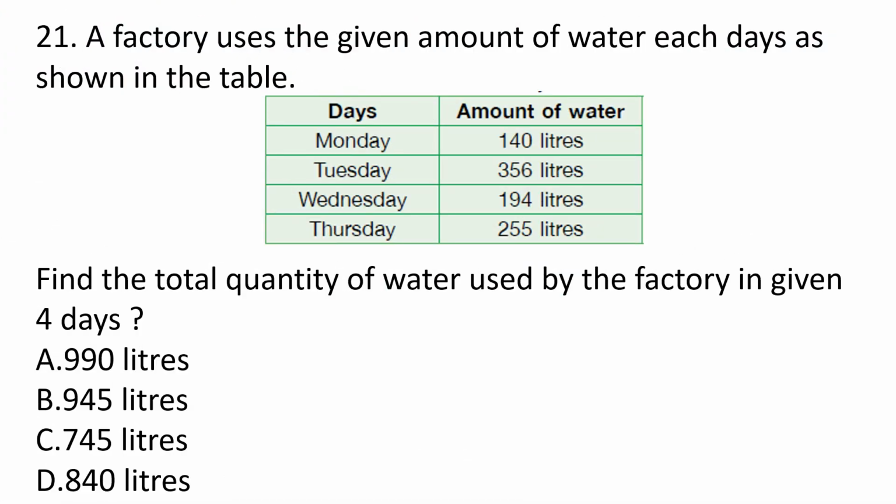Question number 21. A factory uses the given amount of water each day as shown in the table. Find the total quantity of water used by the factory in given 4 days. Let's add all these numbers. 6 plus 4 is 10 plus 5 is 15, carry over 1. 4 plus 1 is 5 plus 5 is 10. 10 plus 9 is 19. 19 plus 5 is 24. So here 4, carry over 2. 2 plus 1 is 3, 3 plus 3 is 6, 7 plus 2 is 9. 945. Answer is option B.